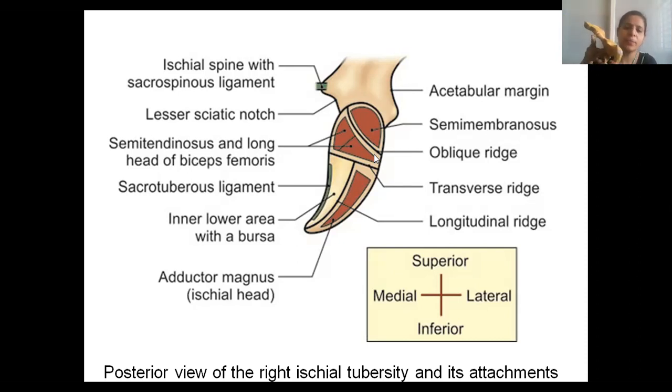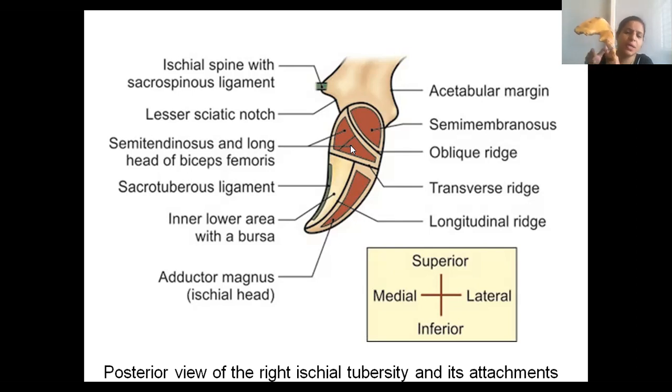Here, if you see, we have two muscles. Above this oblique ridge, we have the origin of semimembranosus. Below this, we have the origin of semitendinosus and biceps femoris. Above the oblique ridge, we have semimembranosus. Below this, we have semitendinosus and biceps femoris. Below this transverse line, again, there is one vertical line.